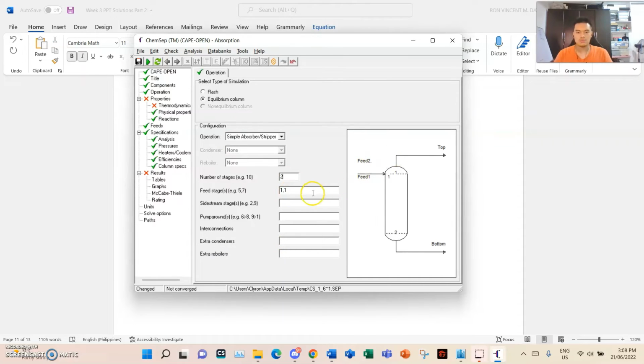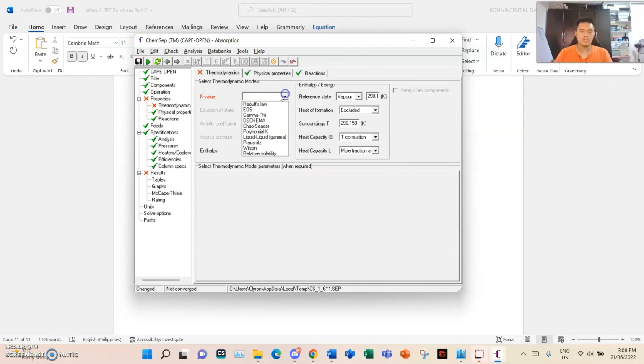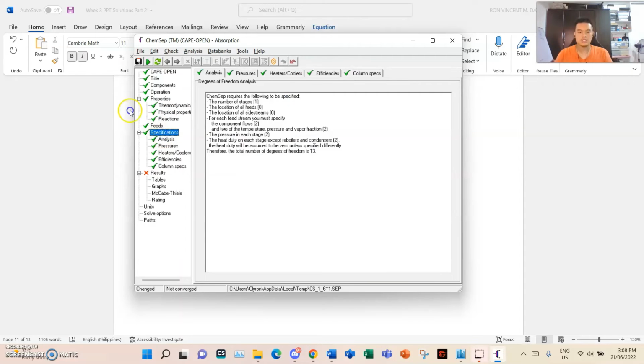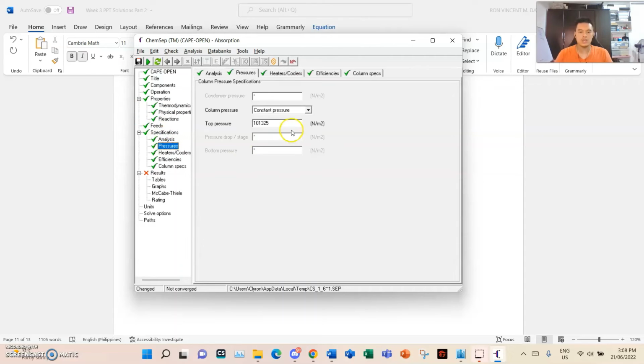So feed stage is 1. Feed stage is 1 for the liquid, and 2 for the gas. So this is the liquid inlet and the gas inlet. Okay. Afterwards, this is the operation. For the properties, we specify Raoult's law. Vapor pressure is Antoine, and the enthalpy is ideal. Alright. Reactions, none. Feeds, none. Specifications, none. Nothing to change here.